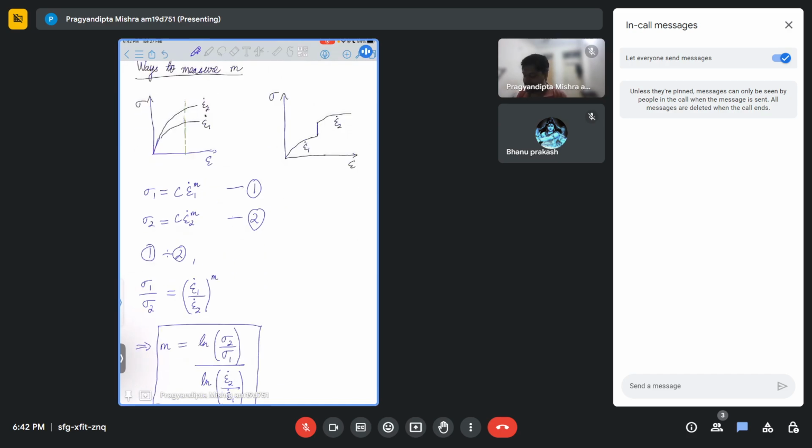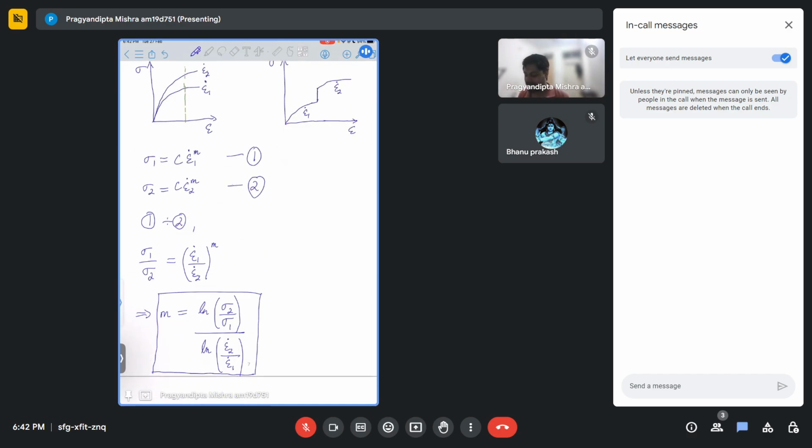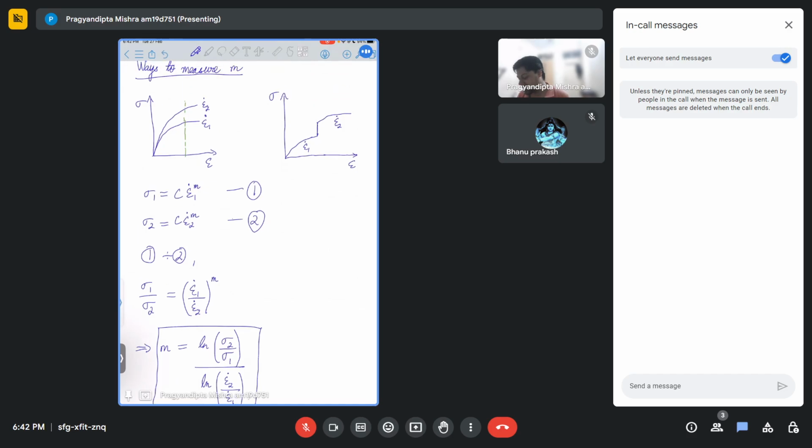Okay, so in both cases we can use the same relation. Here, in the first case, I am defining a particular value of epsilon naught where I'll measure sigma 1 and sigma 2. This is already predefined, where I'm changing the strain rate. The strain value where I suddenly change the strain rate is where I'll measure it. That is where my epsilon naught will be.